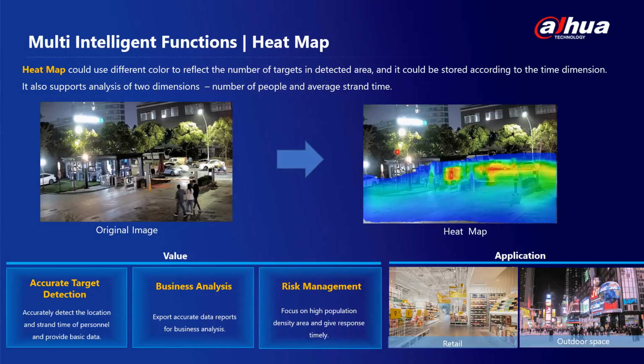So this is just an ordinary image from an ordinary lens that provides all this. On a heat map, this is what the kind of output is basically going to be generated. In this case, we're going to have some different values based on the accurate target detection, business analysis, and risk management. Applicable areas are retail stores and outdoor spaces where we need to have controlled movement of individuals.